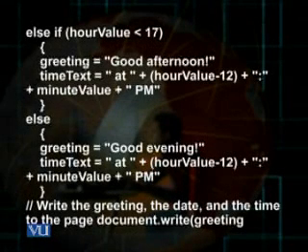Else if the R value is less than 17, say it is less than 5 o'clock in the afternoon, say it is 4 o'clock in the afternoon, then in that case, greeting should become good afternoon, and time text should become at plus R value minus 12 plus colon plus minute value plus PM. You can notice I am subtracting 12 from the R value.